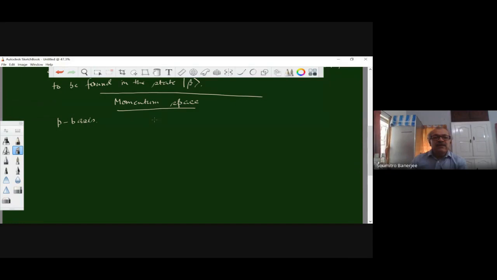So, in the same way, we say that the operator p operating on an eigenfunction p prime will give the eigenvalue p prime times the eigenfunction p prime. Exactly the same thing that we did in case of this. And the inner product of p prime and p double prime will be the delta function of p prime minus p double prime.